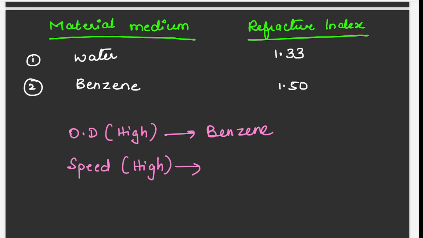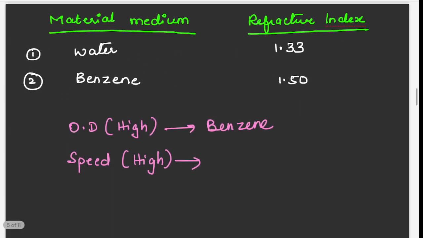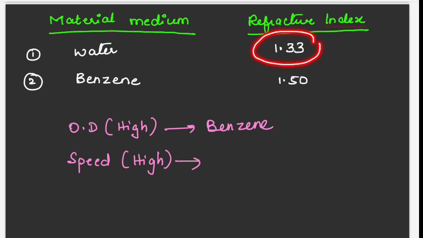Second, where will the speed of light be greater? The speed of light will be greater when the refractive index is less. They are inversely proportional to each other. When one increases, the other will decrease. If the speed is increasing, then the refractive index will decrease, so it should be the lesser value. If it is a lesser value, then the speed will be high. So find where the value is less. The value is less here, 1.33, water. So in water, the speed of light will be high.